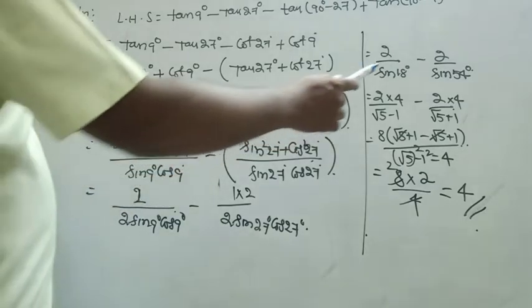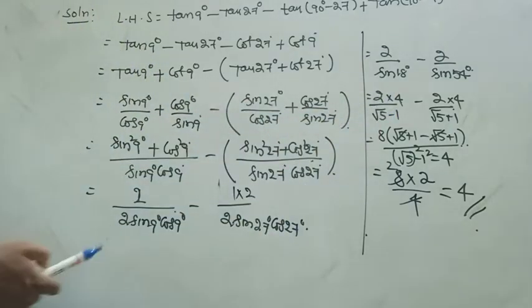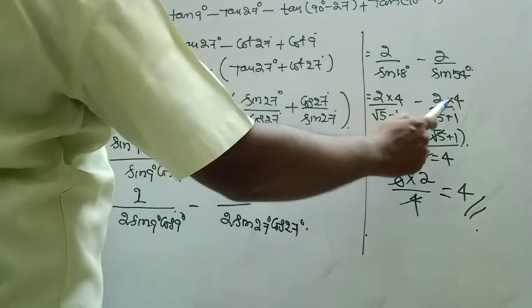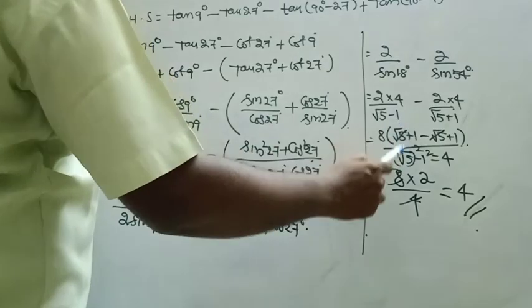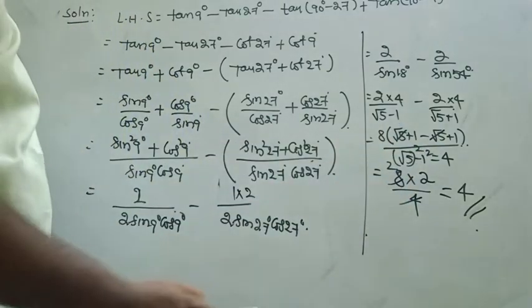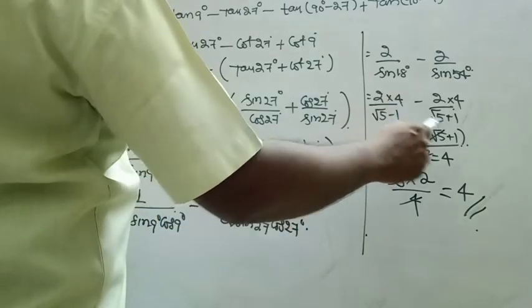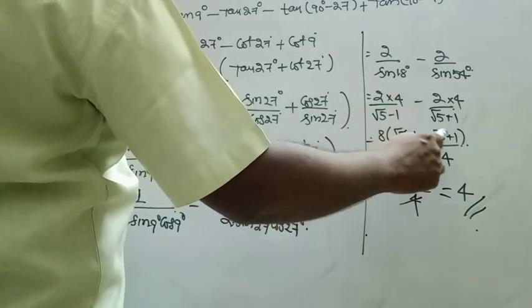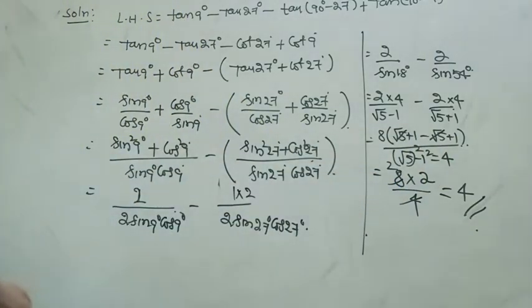Here sine 18 degrees is root 5 minus 1 by 4, and sine 54 degrees is nothing but root 5 plus 1 by 4. Now we took just the LCM, that is root 5 whole square minus 1 square. That is nothing but 4. You can take 8 common, root 5 plus 1 minus of that, minus root 5 plus 1. That will be cancelled and you got 8 into 2 by 4, that is equal to 4. In such a beautiful way we have got this particular problem, my dear students. You please observe, right?